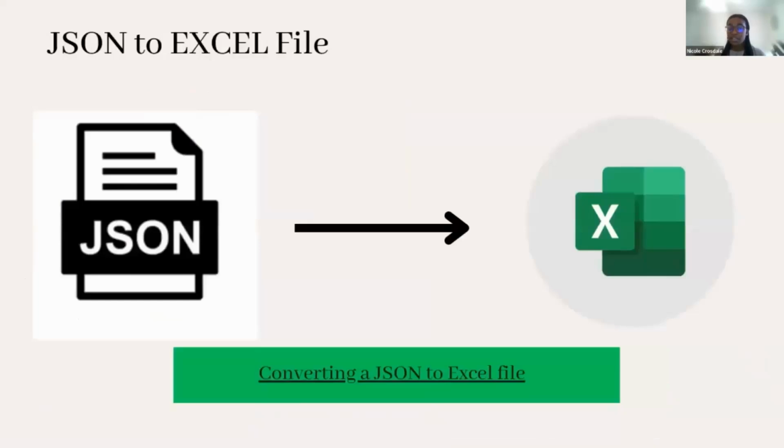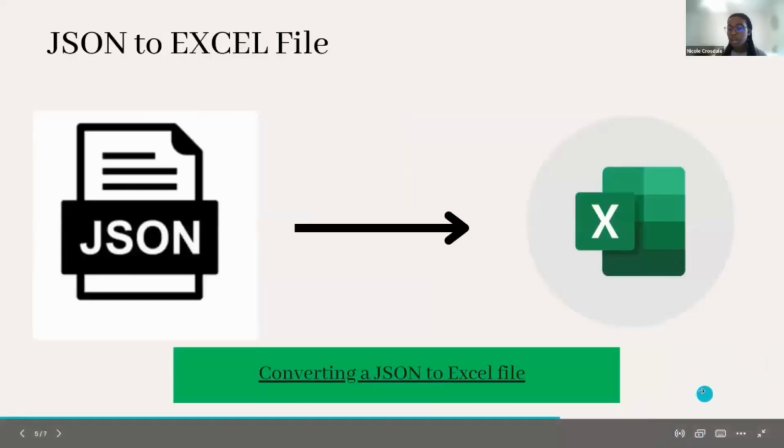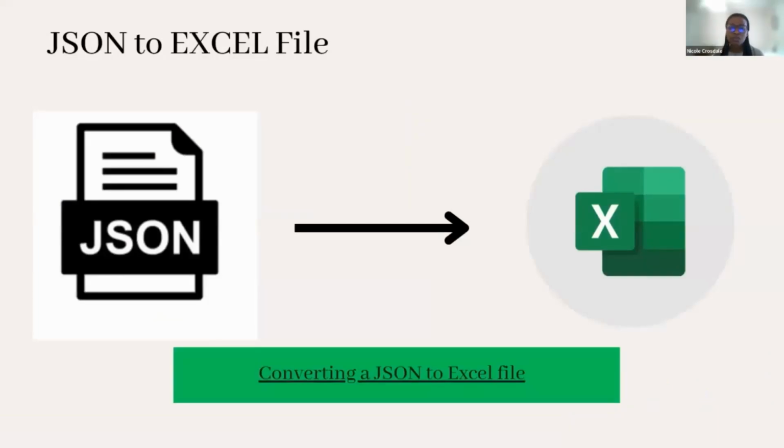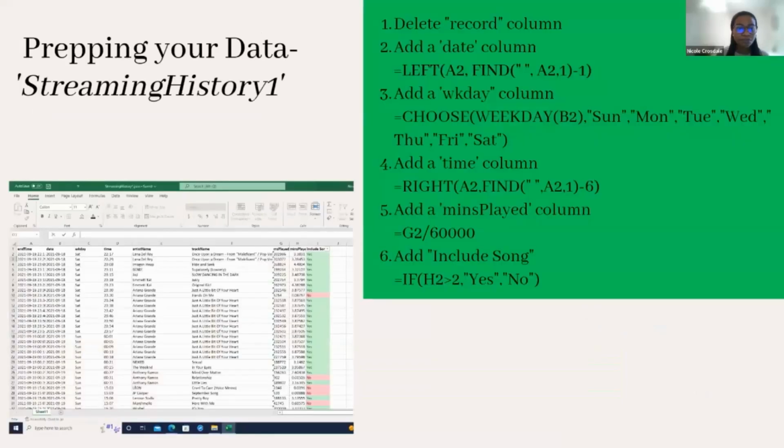Alrighty, and here, this slide just has a link to the converter from a JSON file to an Excel file, because I know that's a little more accessible for most people. And you will have access to this presentation, so you all can refer to it when you get your Spotify data and you're looking through it, applying this process.